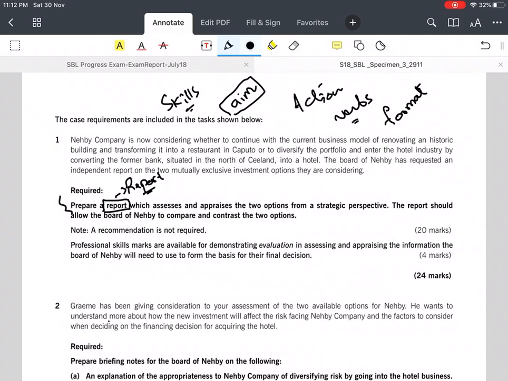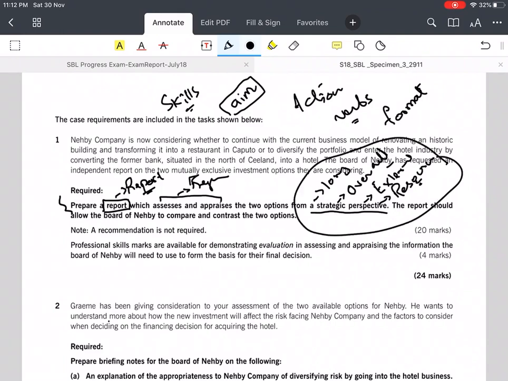What this report is going to be about: it assesses and appraises the 2 options from a strategic perspective. Remember, strategic perspective means long-term perspective. Strategic perspective means overall organizational perspective. Strategic perspective means considering both external and internal factors. Strategic perspective means look at it from a resource perspective, whether we have enough resources to pursue a particular strategy. So we have to look at all the strategic aspects of the decision.